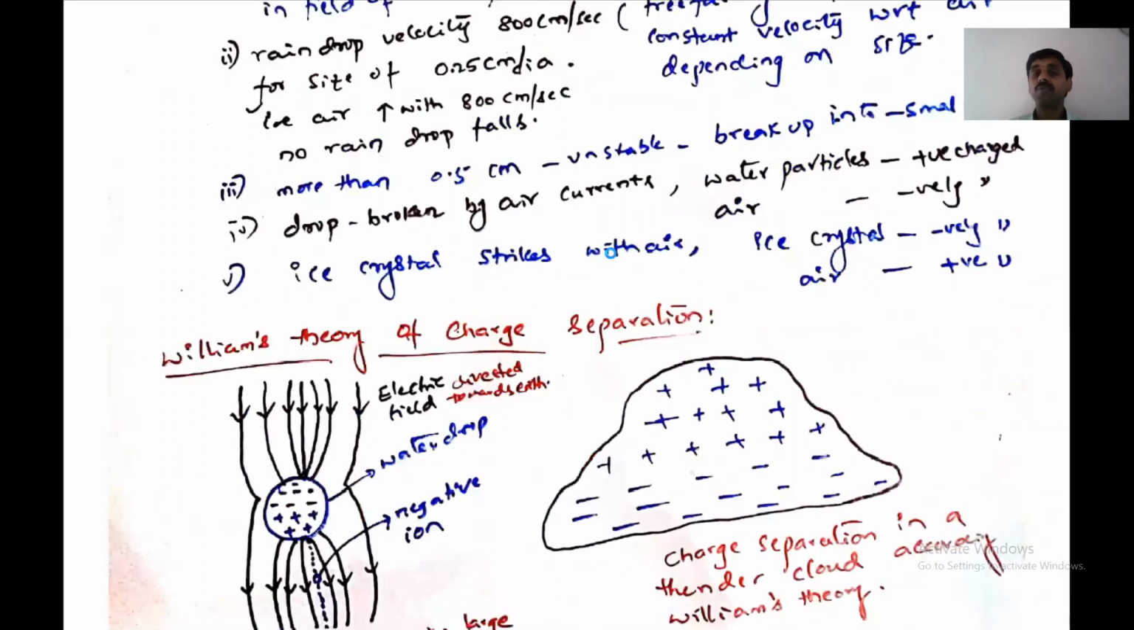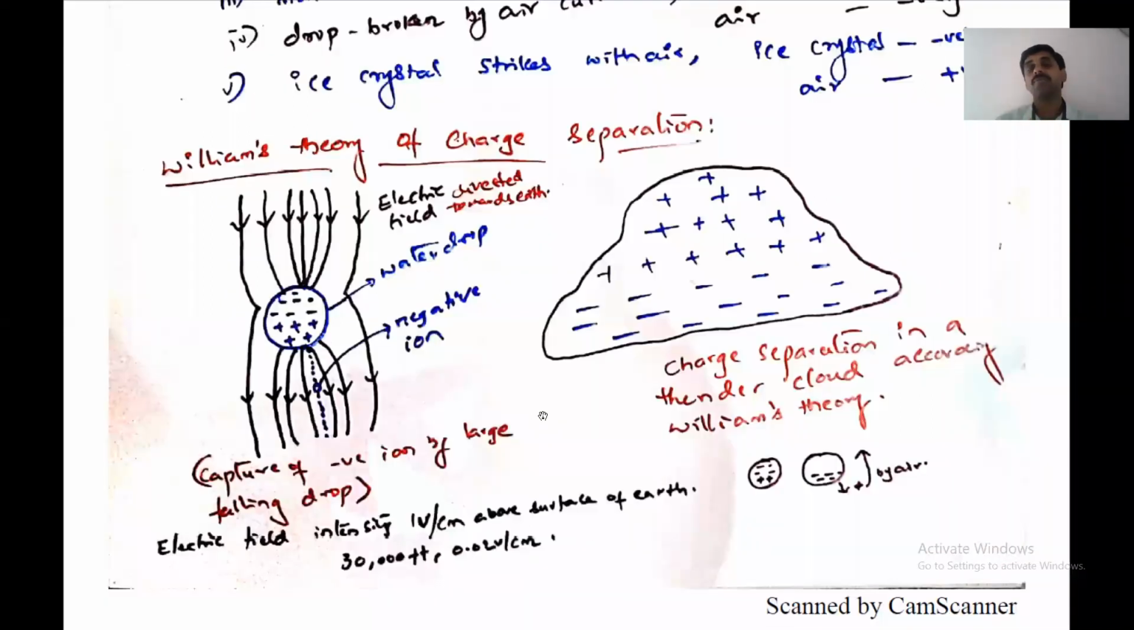So before discussing the lightning stroke, one should know how the charge is separated in the cloud. There are two theories, Wilson's theory and Simpson's theory. Simpson's theory is based on the temperature difference. Let us see the Wilson theory. In the normal atmosphere, ions will be present. These ions are surrounded by dust and water particles. This is the normal atmospheric condition. The electric field intensity is 1 volt per centimeter above the surface of the earth, for every centimeter, 1 volt.